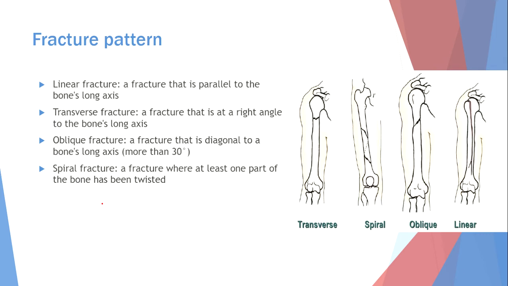Fracture pattern. Linear fracture, a fracture that is parallel to the bone's long axis. We see it here. Transverse fracture, a fracture that is at a right angle to the bone long axis. Here, oblique fracture, a fracture that is diagonal to a bone long axis more than 30 degrees. And spiral fracture, a fracture where at least one part of the bone has been twisted.